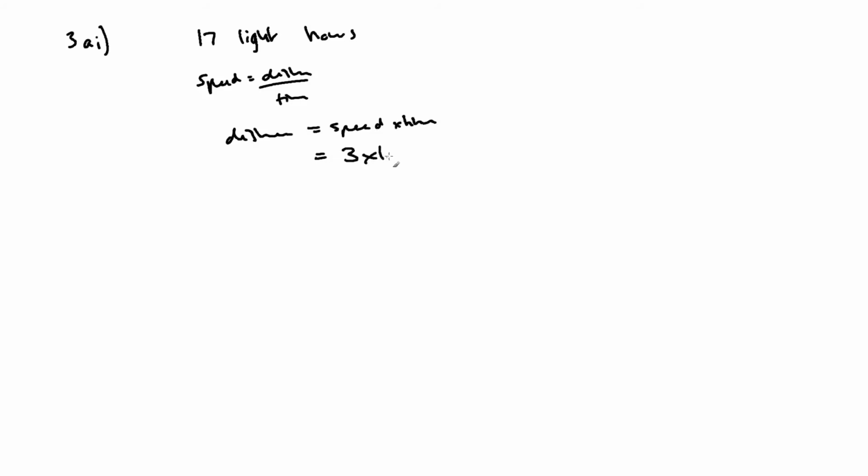So 17 light hours. What's a light hour? Well, a light year is the distance travelled by light in 1 year. So a light hour is the distance travelled by light in 1 hour. So how far is that going to be? Well, we know speed is distance over time. So distance is just speed multiplied by time. So the speed of light is 3 times 10 to the 8 meters per second.